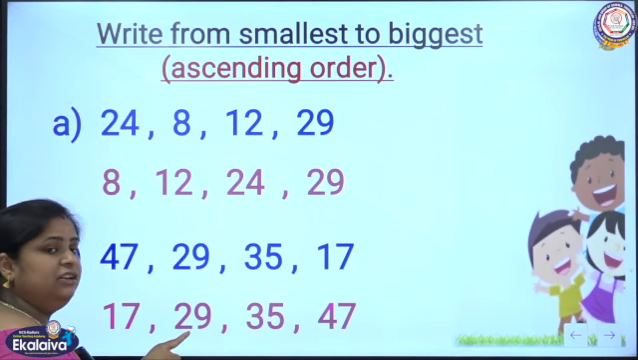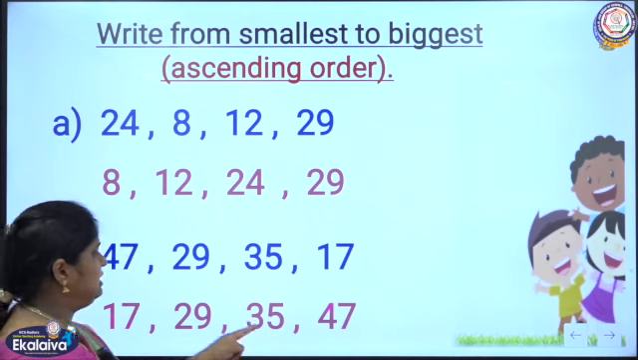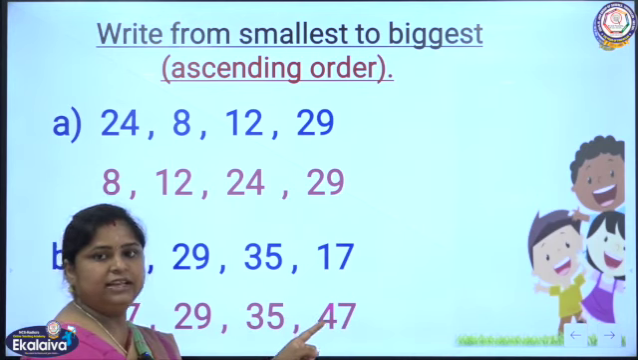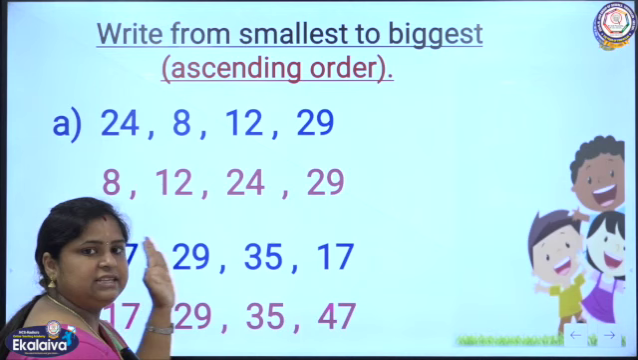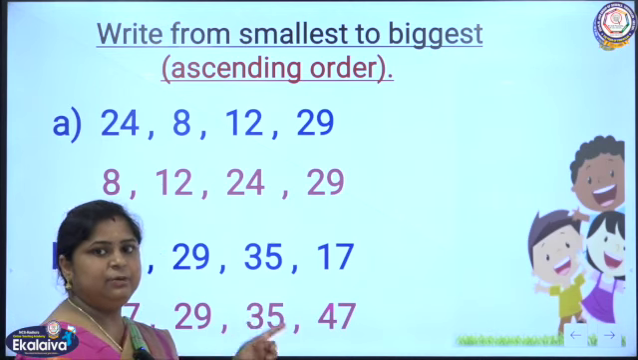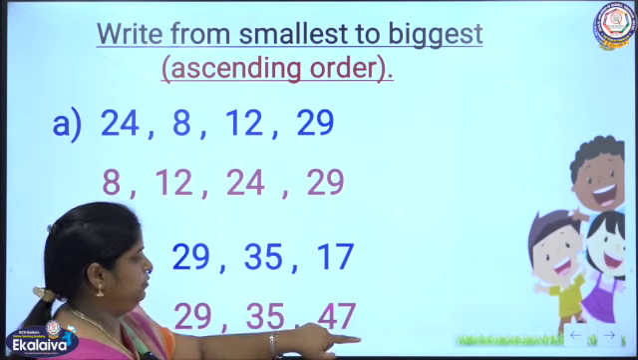17 is less than 29, 29 is less than 35 and 35 is less than 47. Okay. So, this is ascending order. Are you clear with this? Shall we move on to the next topic? Okay.